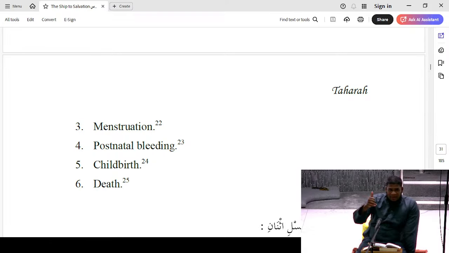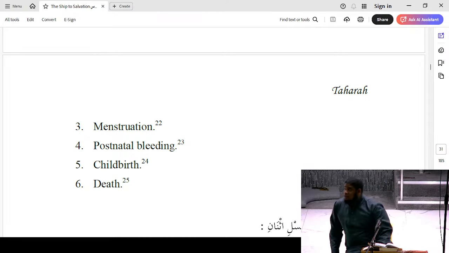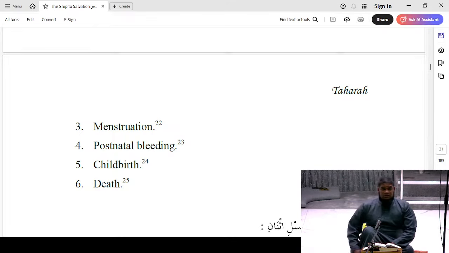So just recap. For our daughters, if they become baligha and they get the hayd, we need to explain these masail to them. What can she do? Can she make salah? It's haram for her to fast. It's haram for her to make salah. In Ramadan she must eat, but not in front of the people. She mustn't fast, she mustn't make salah. It's haram.